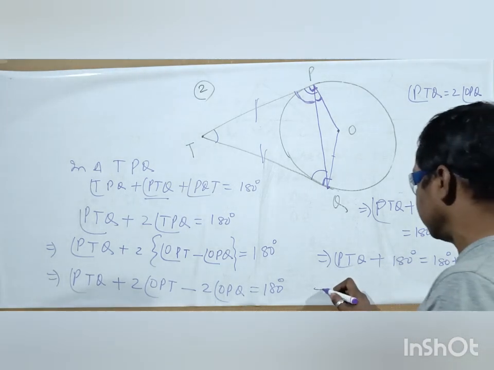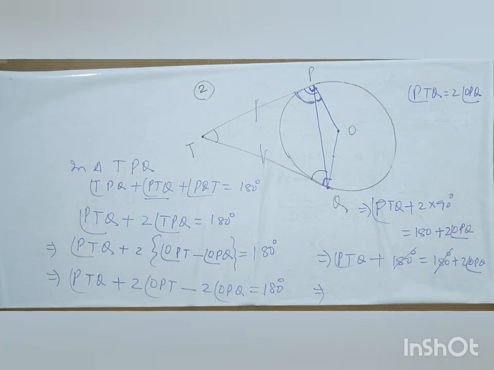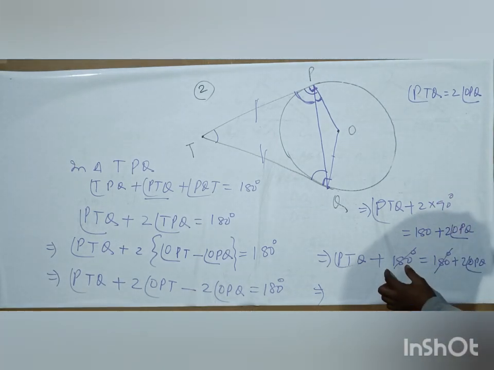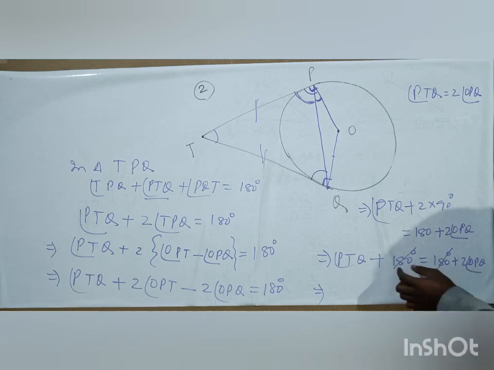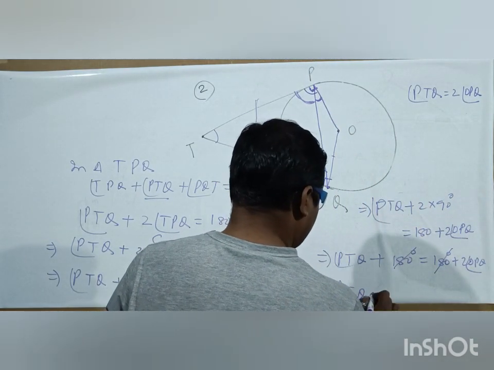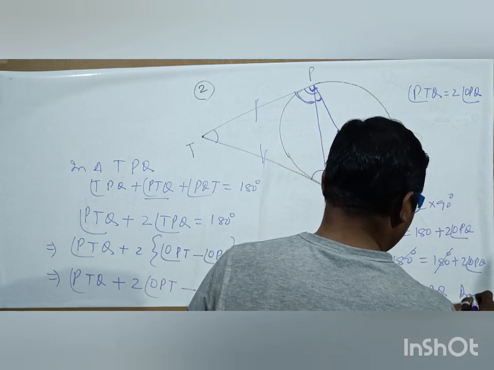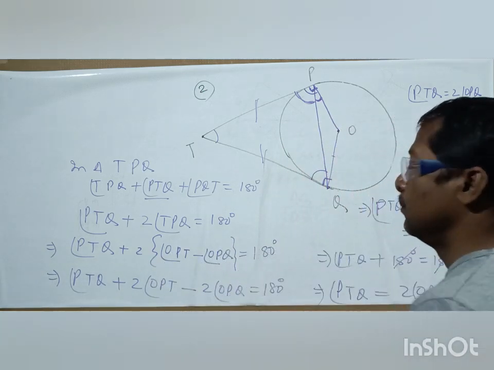Cancelling 180 on both sides, having the same sign, or if you take this 180 to the other side, it will be minus 180 and will be cancelled. So you can cancel in this step also. That's why PTQ is equal to 2 OPQ. Proved. Okay, finished.